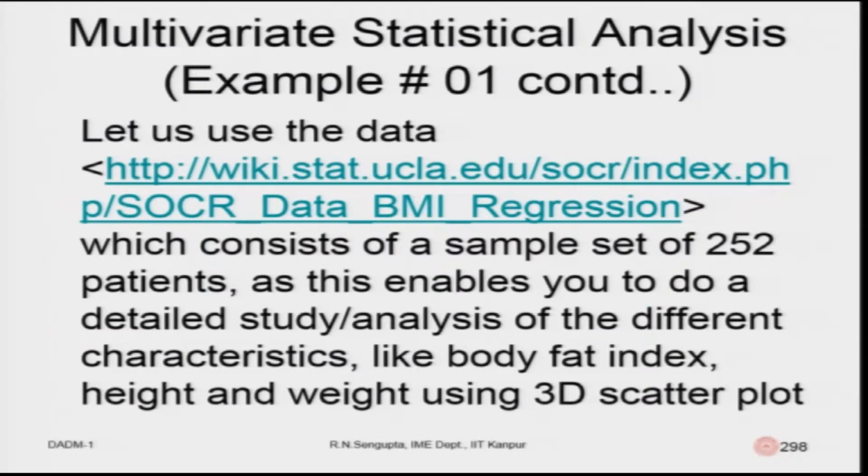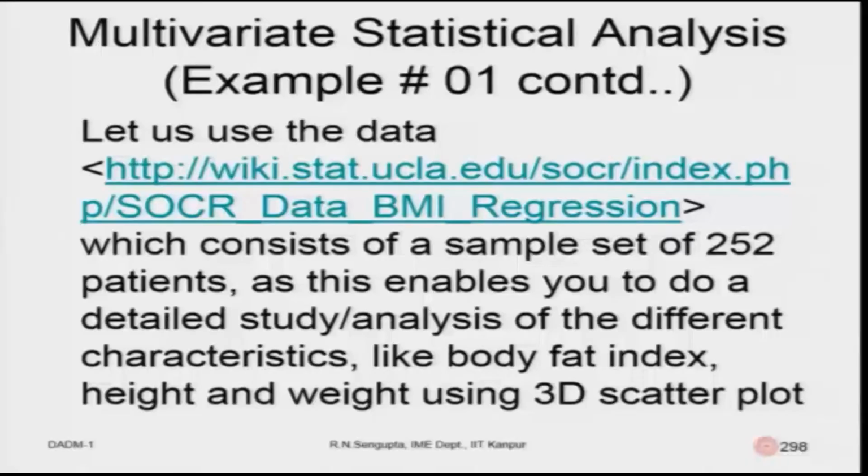So, for this, let us use the data. I am trying to use data in the real sense, what is available in the public domain and used by different people to study these different concepts. Let us consider the data from the University of California, Los Angeles, which consists of a sample set of 252 patients. All the different things are given for the patients. Please have a look at the data, you will understand.